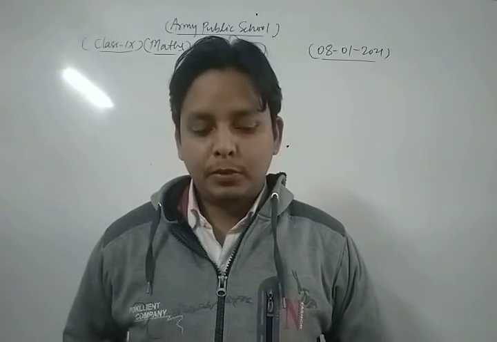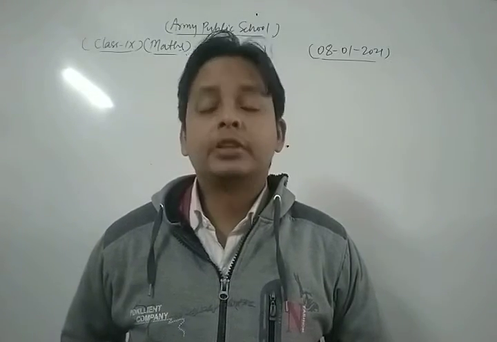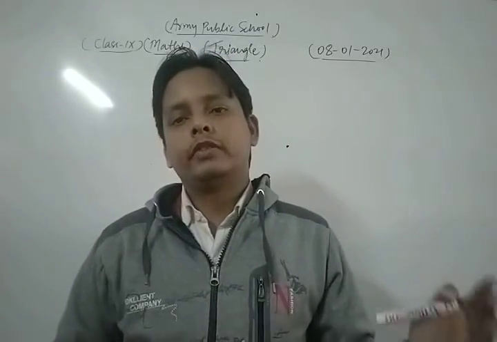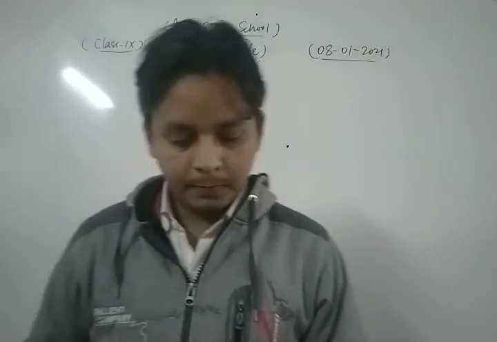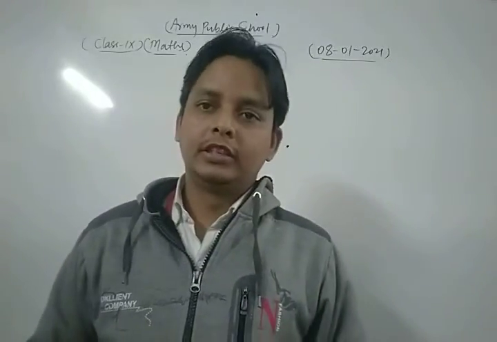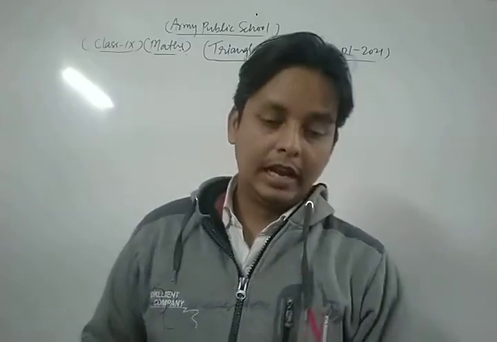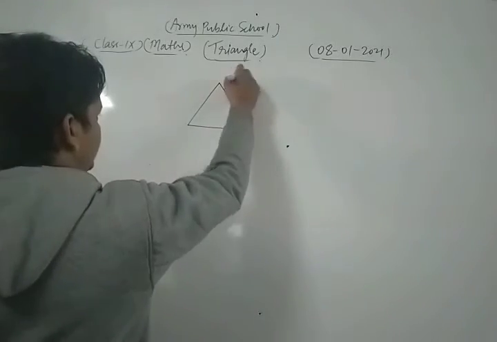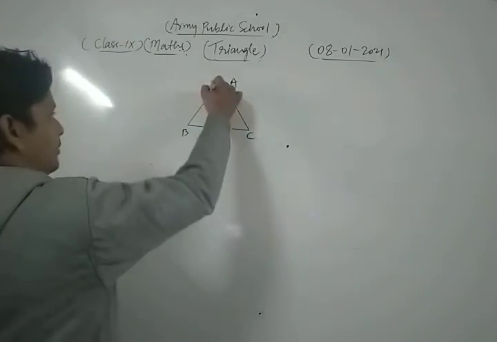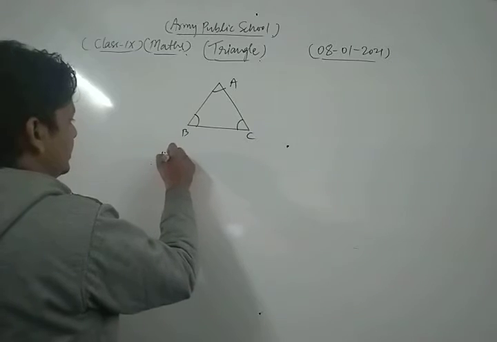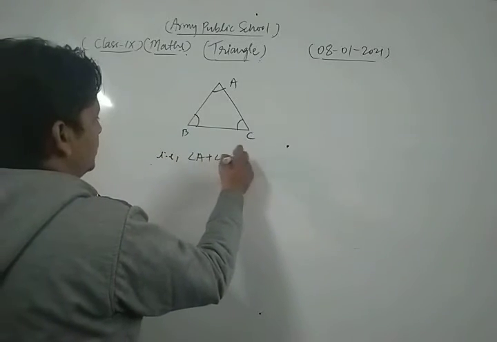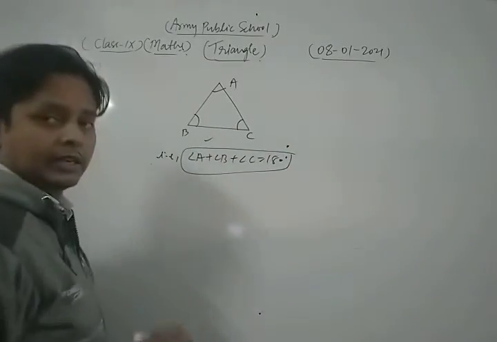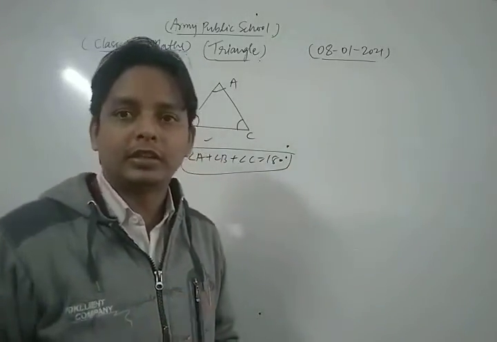First of all, there are some important questions based on this topic. The chapter triangles involves a very important theorem: the sum of all interior angles of a triangle is what? 180 degrees. You know that if we have a triangle ABC, then the sum of all its interior angles, that is angle A plus angle B plus angle C, is equal to 180 degrees. This is a very important property.